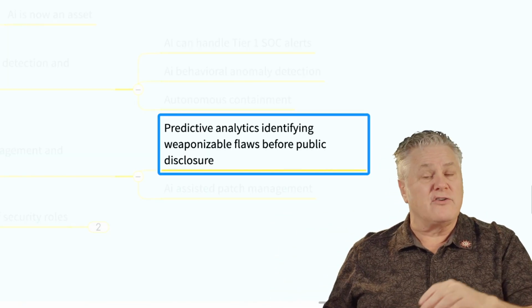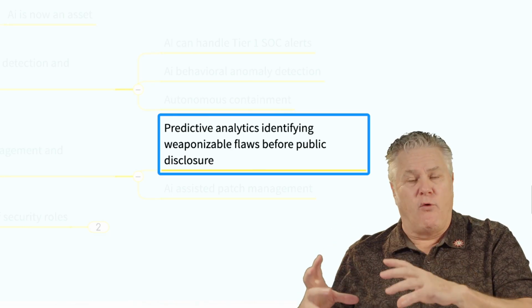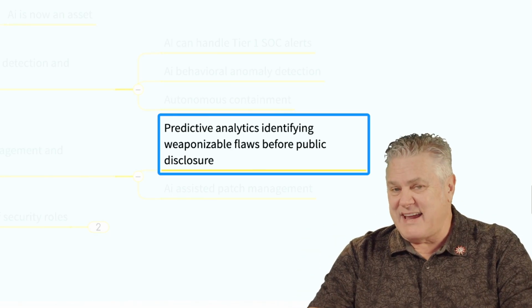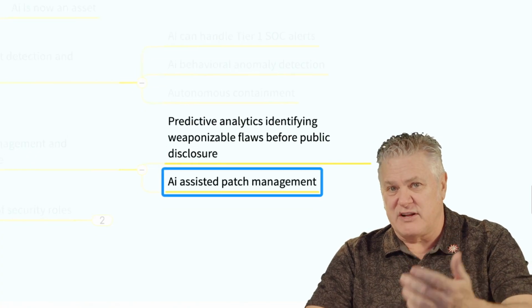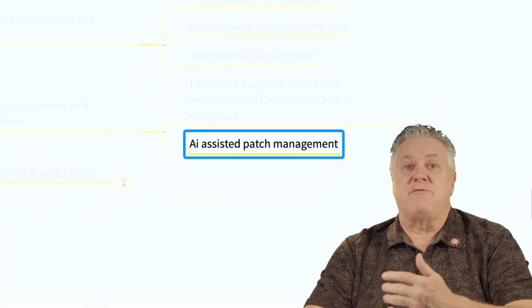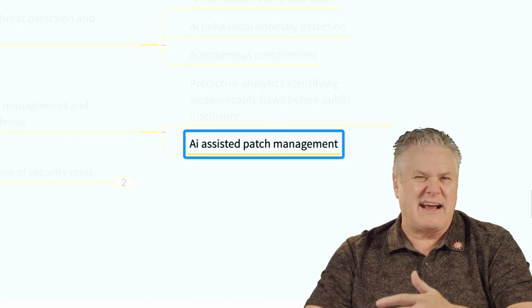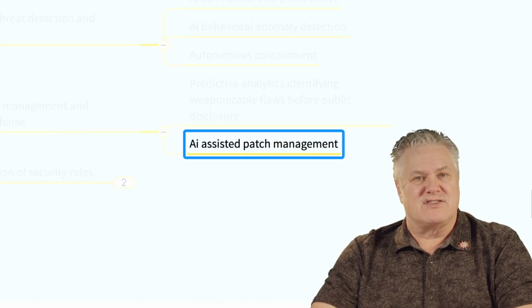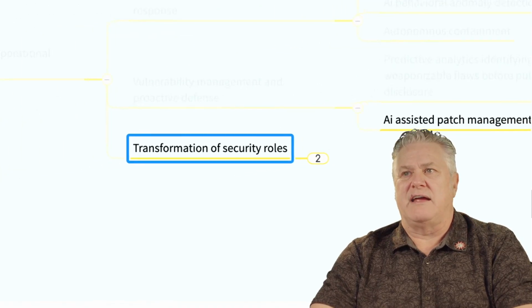Well, the attackers are attacking before this is announced out there, so they can actually get into these devices because they're starting to predict that attack before the patch is available. So it's kind of like a zero-day flaw. AI-assisted patch management is a reasonable thing to do today.